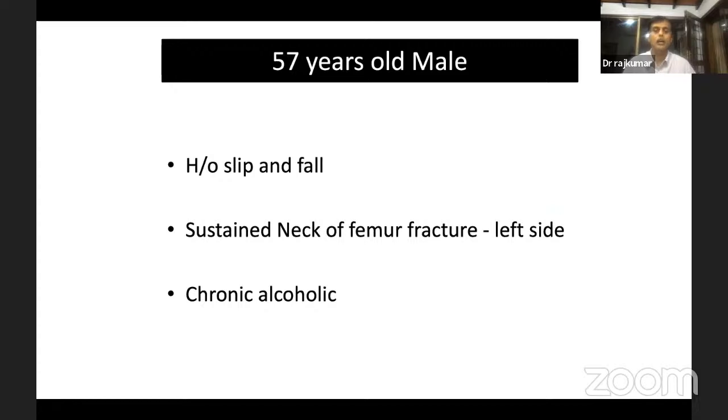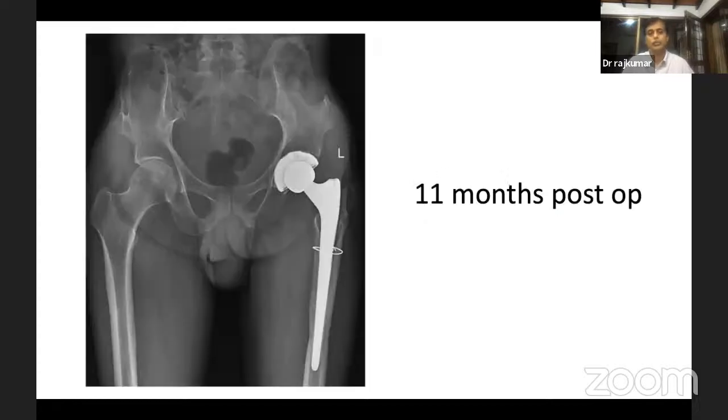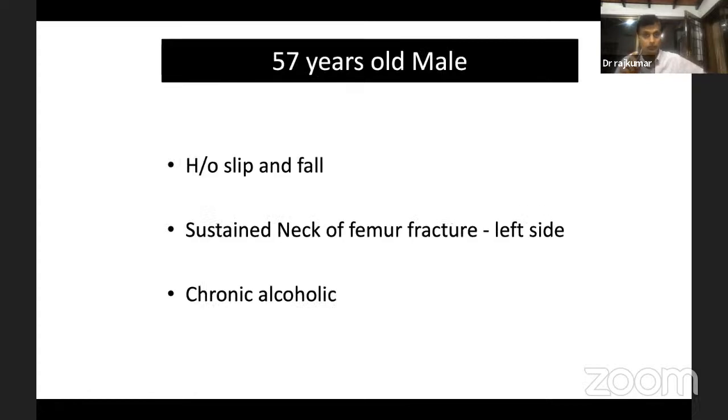This is the post-operative X-ray. So the point here is that the decision on non-union and what to do next has to be taken at the time when you see a non-union or an implant failure.